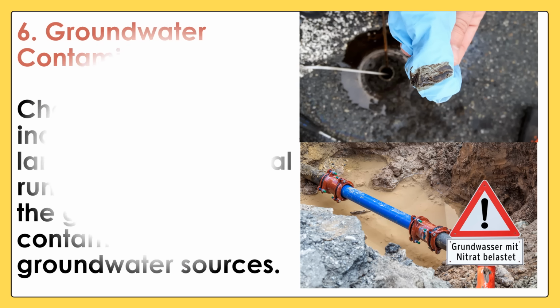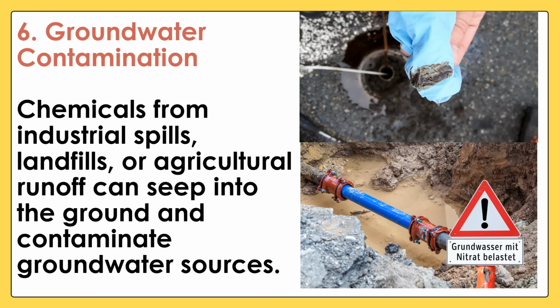Sixth is groundwater contamination. Chemicals from industrial spills, landfills, or agricultural runoff can seep into the ground and contaminate groundwater sources.